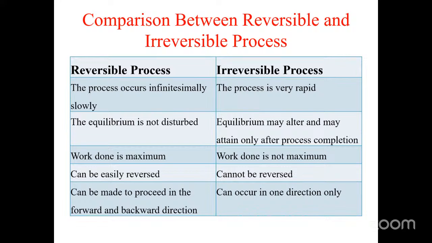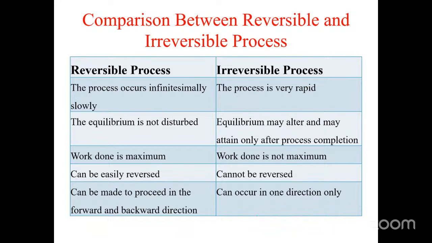What happens in a reversible process? The process occurs infinitesimally slowly. For example, whenever we are running in reverse, will we go fast or slowly? Slowly. Here also that will happen. And the irreversible process is very fast, right? We are moving forward, running forward, that's why it moves very rapidly.